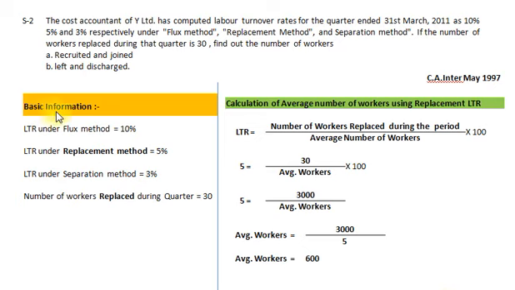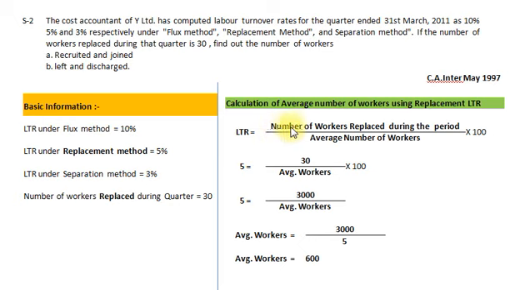First, let us see the basic information. Labor turnover rate under flux method is 10%, under replacement method 5%, under separation method 3%, and number of workers replaced during the quarter is 30. So first of all, we will calculate average number of workers using the replacement labor turnover rate formula, because we have two pieces of information available for the formula. First is labor turnover rate under replacement method and workers replaced.